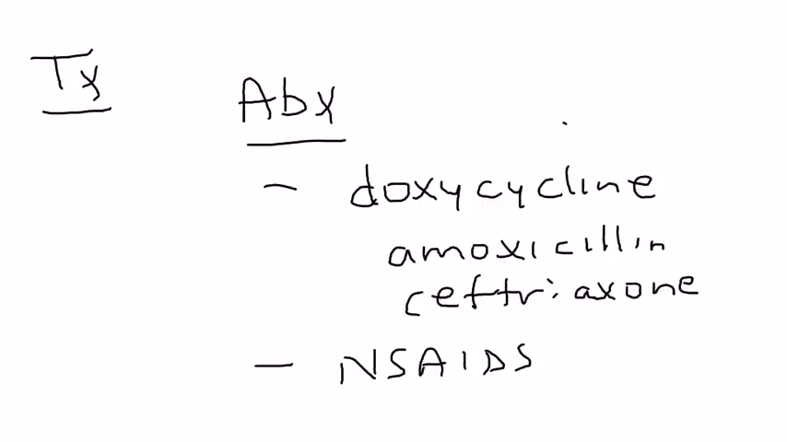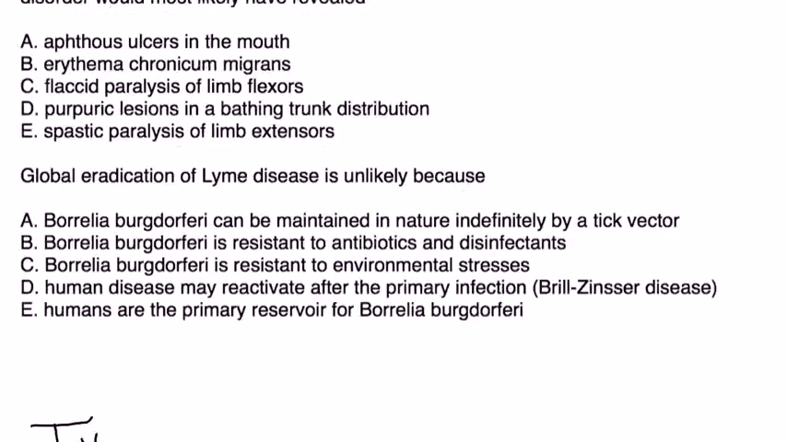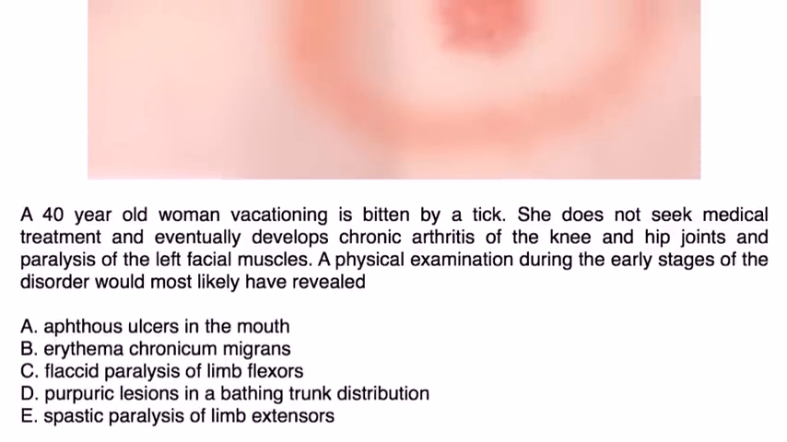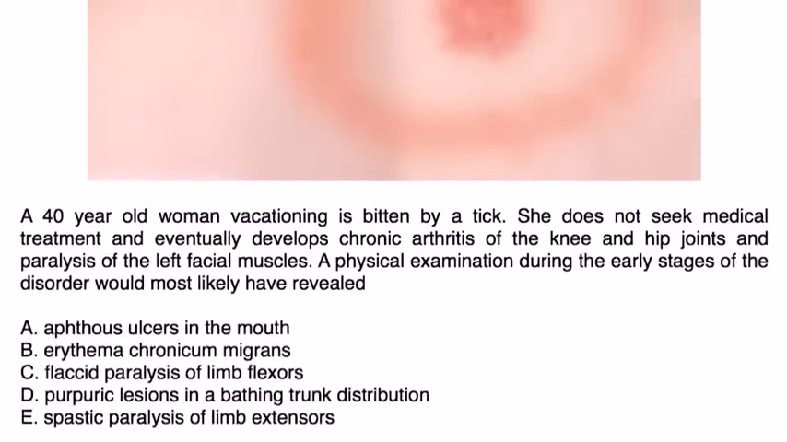All right, now I'd like to show a couple clinical vignettes about this disease. A 40-year-old woman vacationing is bitten by a tick. She does not seek medical treatment and eventually develops chronic arthritis of the knee and hip joints and paralysis of the left facial muscles. A physical exam during the early stages of the disorder would most likely have revealed.